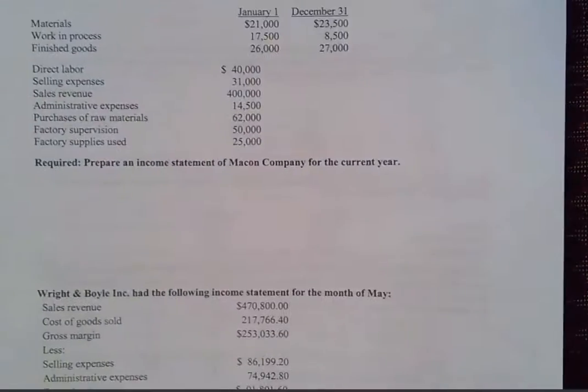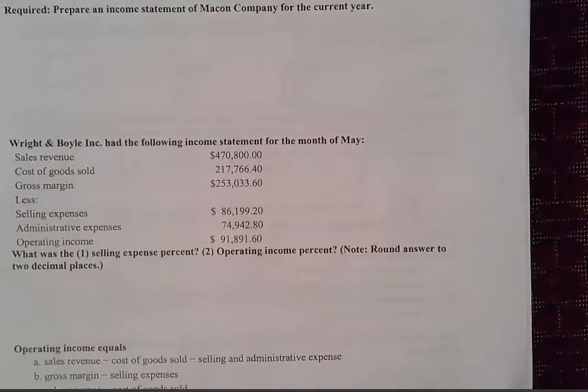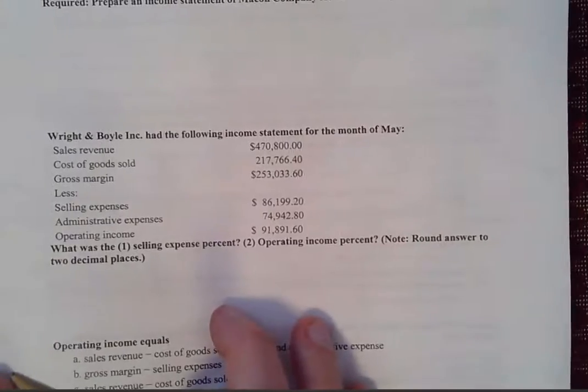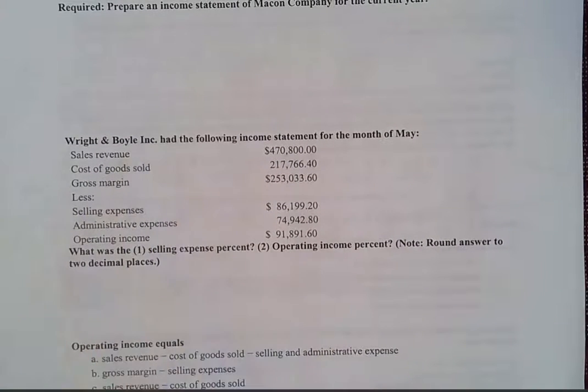Okay, bear with me 1 second. I want to jump around just a little bit here. This first question is pretty involved, but I want to look at this next question here, Wright and Boyle.